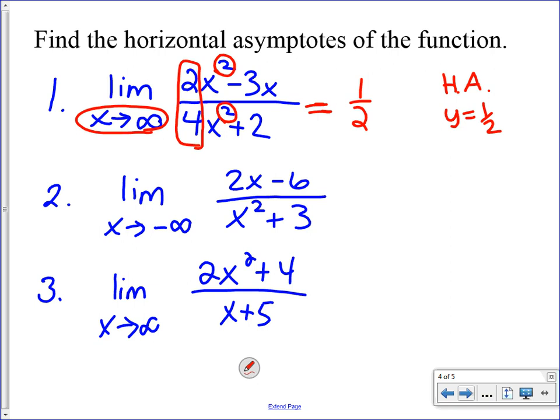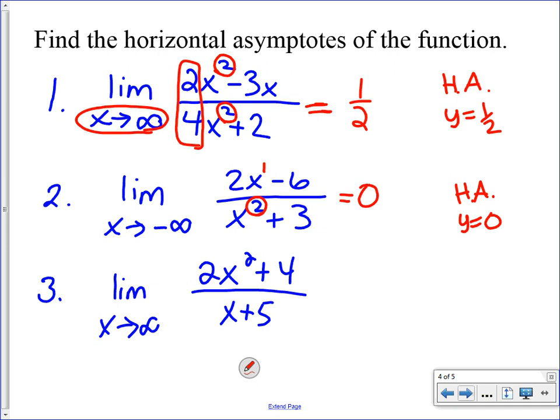To find the limit as x approaches negative infinity, again, we want to compare our degrees. The degree of the numerator is 1. The degree of the denominator is 2. So when the degree of the denominator is bigger, that's when the HA is automatically y equals 0, which means that's the answer to your limit. And the limit as x approaches infinity of this function would also equal 0. All right, now number 3.